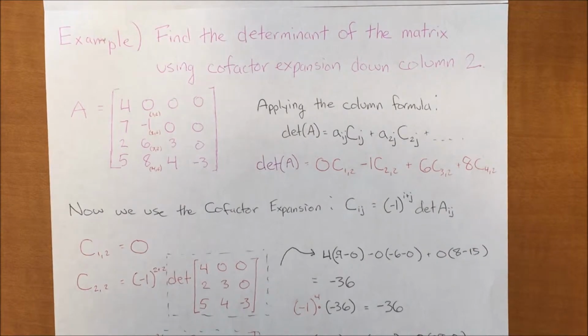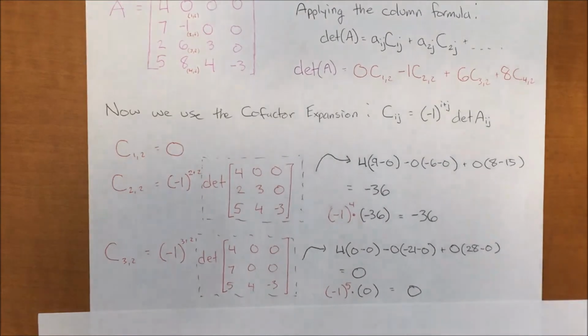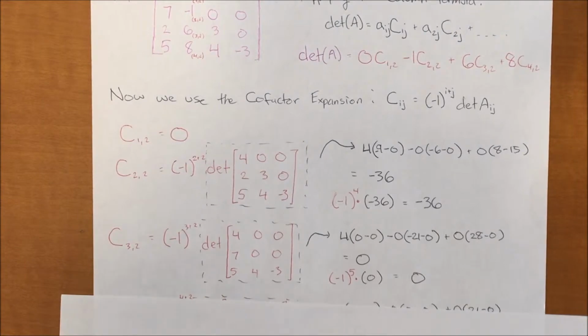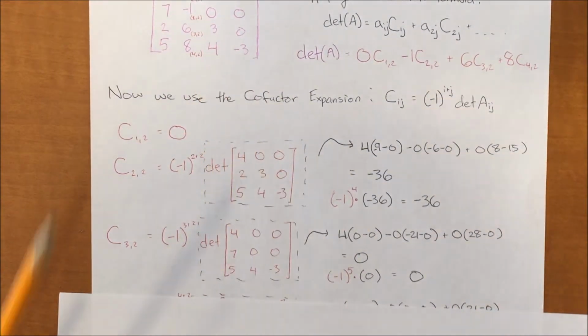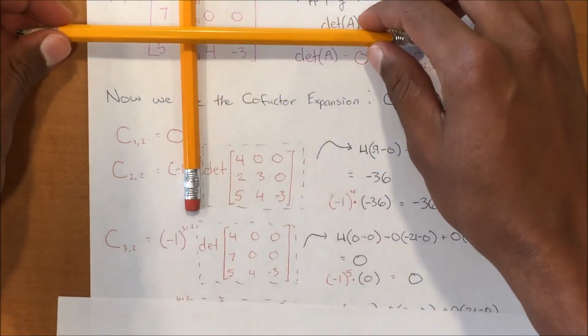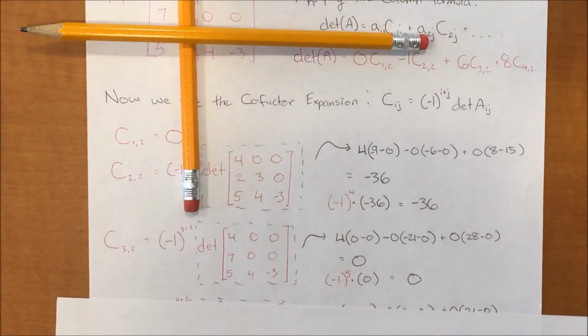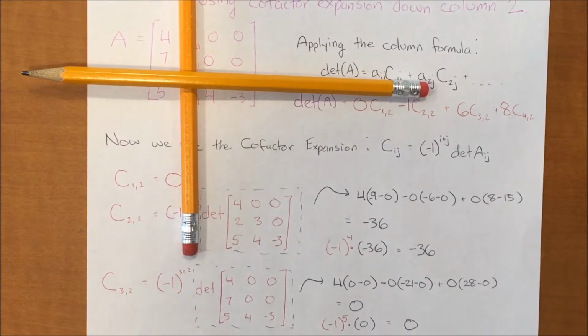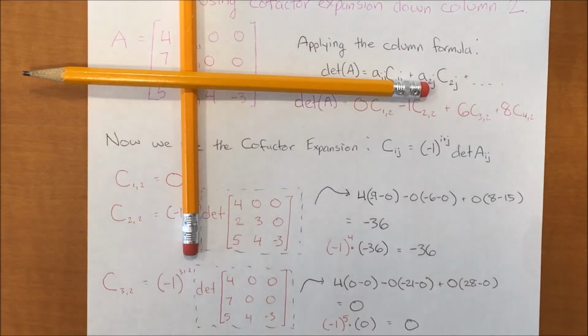Next, let's go to cofactor 3,2. This same process applies to this new entry of 3,2 here. We cover up the column here and the row here and create a new matrix of 4, 0, 0, 7, 0, 0, 5, 4, negative 3. Evaluating the determinant of this one, we get 0, and when we multiply the sign multiplier, we still get 0.